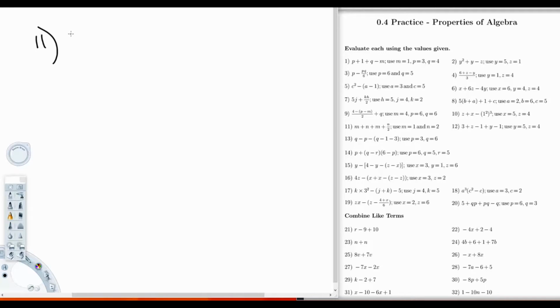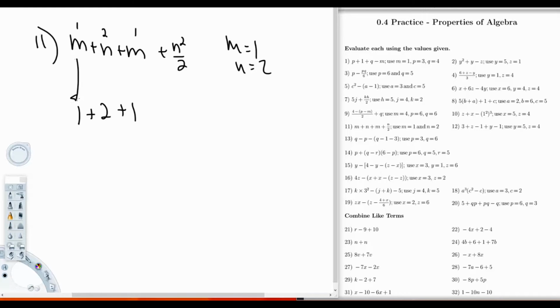Number 11 now. M plus n plus m plus n minus 2. M equals 1, n equals 2. Let's do some replacing. There's a 1 here and there's a 1 here, right? And for the n's, there is a 2 here and a 2 here. So that is 1 plus 2 plus 1 plus n, which is really 2 over 2. So this goes here, this goes here, right?